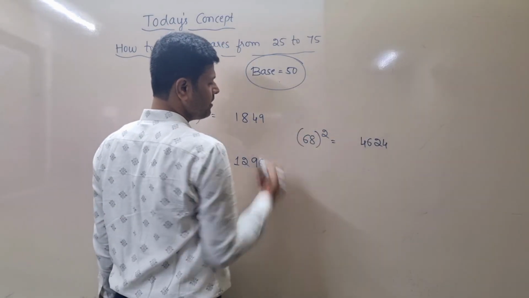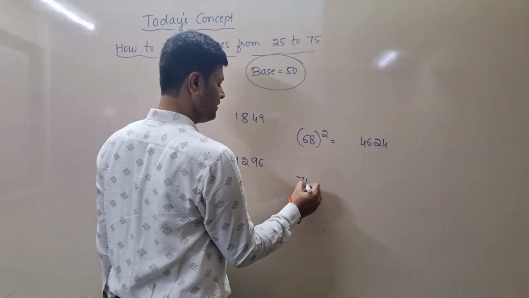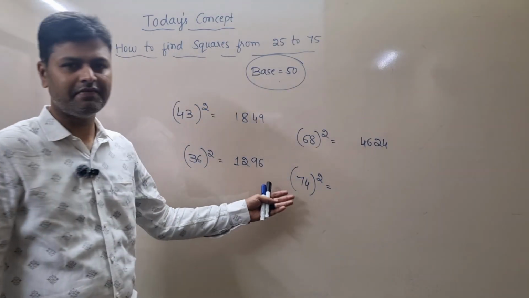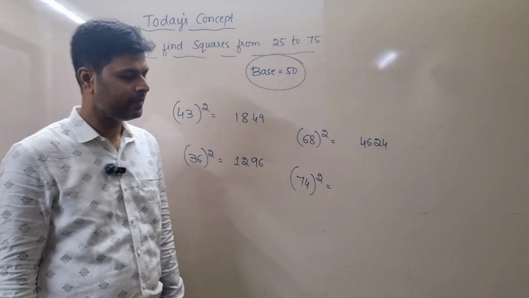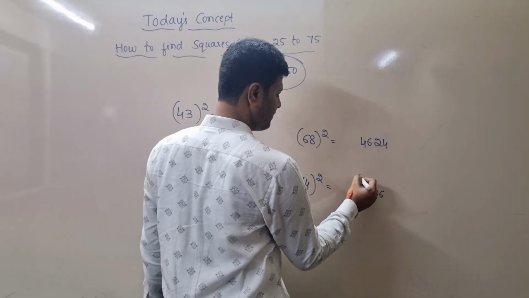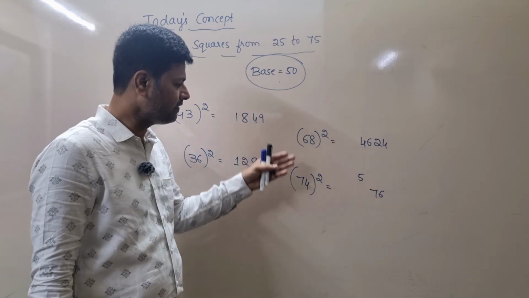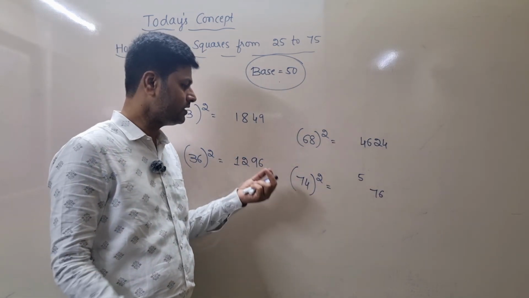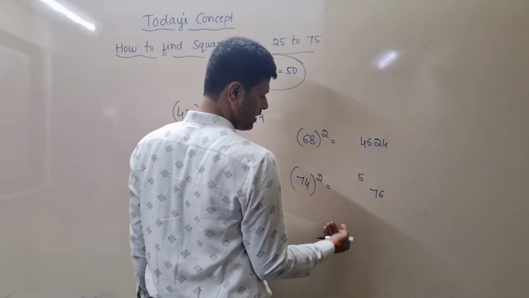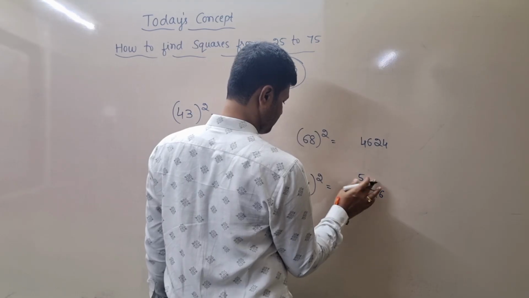Next, one more example we will take: 74 square. Compared to 50, 74 is 24 more. So 24 square is 576. The carry will be 5. Compared to 50, 74 is 24 more, so that 24 you add to 25. So 25 plus 24 is 49, plus this carry 5. So 49 plus 5 is 54.